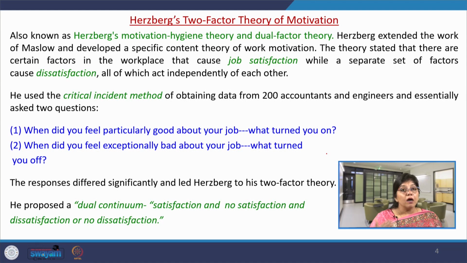So, it was found that there was a continuum, that either they were satisfied or not satisfied, or they were dissatisfied or not dissatisfied. So, there is a continuum in the form that there are two factors which can either satisfy or motivate. Definitely satisfaction is there, but to a certain degree that satisfaction will not motivate, but at the other point there will be certain factors which will go beyond satisfaction and they will motivate employees. So, what are those factors?